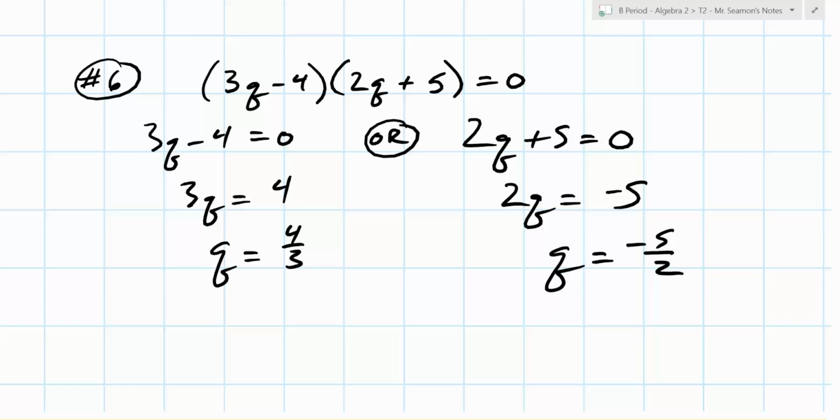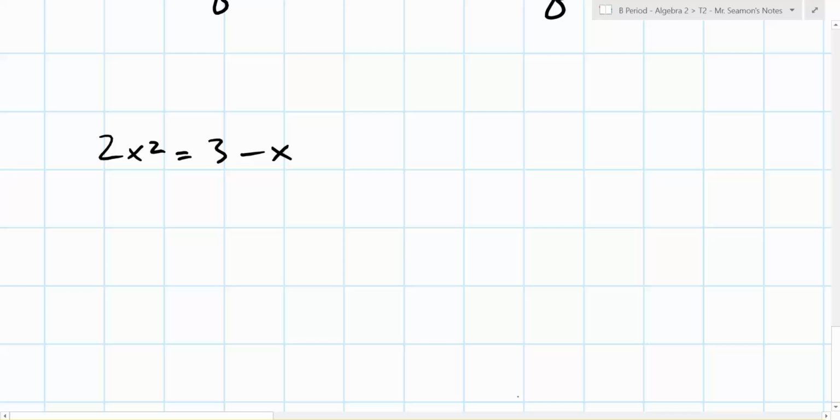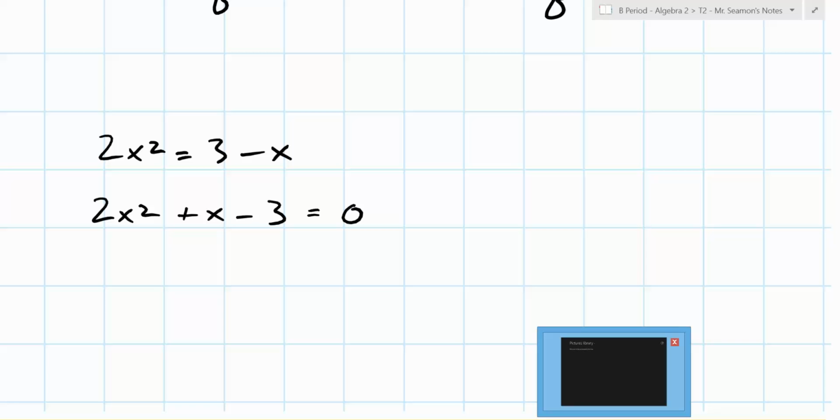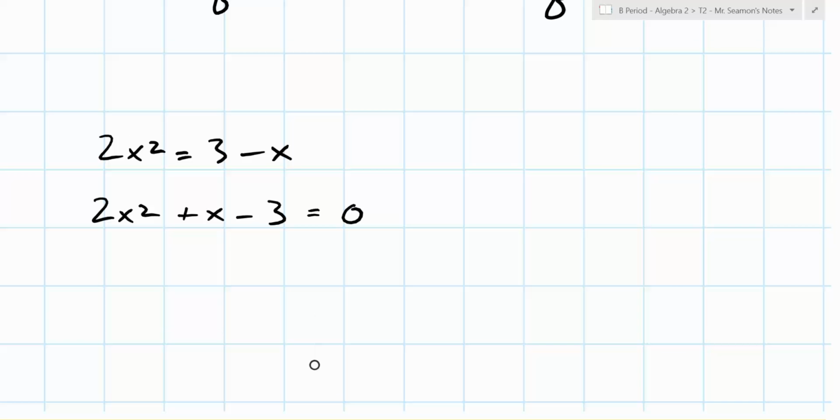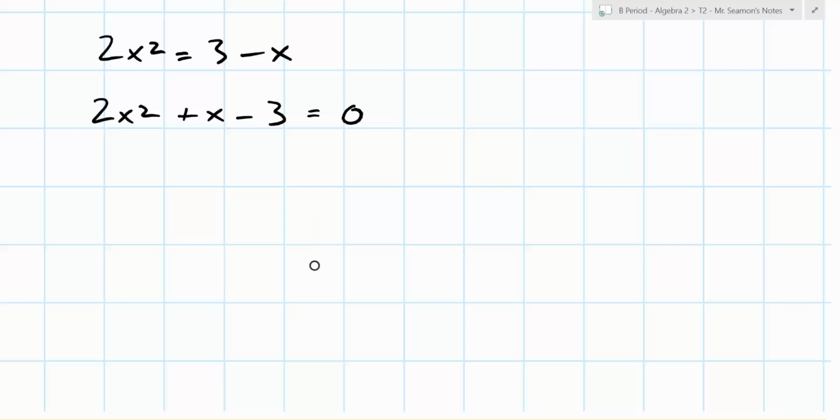Gabby, this is not factored. Does it equal 0? So we need to make it equal 0. So let's make it 2x squared plus x minus 3 equals 0. I subtracted 3 and I added x. You with me so far? So at this point, we do have to factor it. The leading coefficient isn't 1, it's 2.